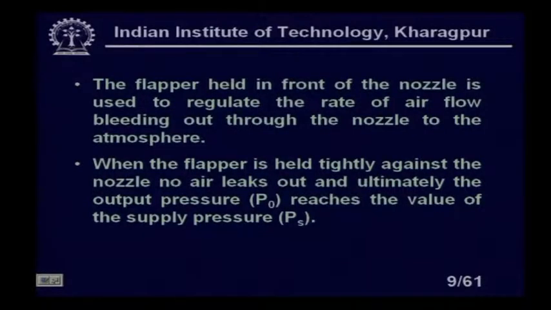When the flapper is held tightly against the nozzle, no air leaks out and ultimately the output pressure P o reaches the value of the supply pressure, right? Obviously, but that situation never arises in a flapper nozzle system. Suppose I have a flapper here, and this is a nozzle through which the air is continuously bleeding, with a supply pressure on this side. Now the flapper is moved so that we have totally stopped the bleeding. Then what will happen to the output pressure P o? It will be equal to the supply pressure, because nothing is vented to the atmosphere.